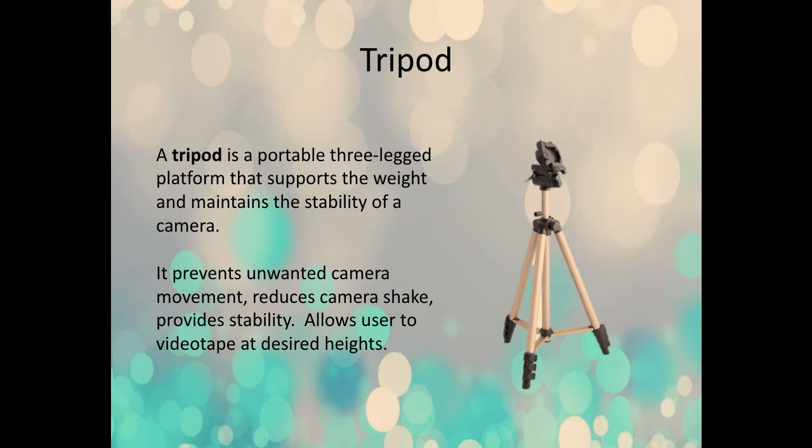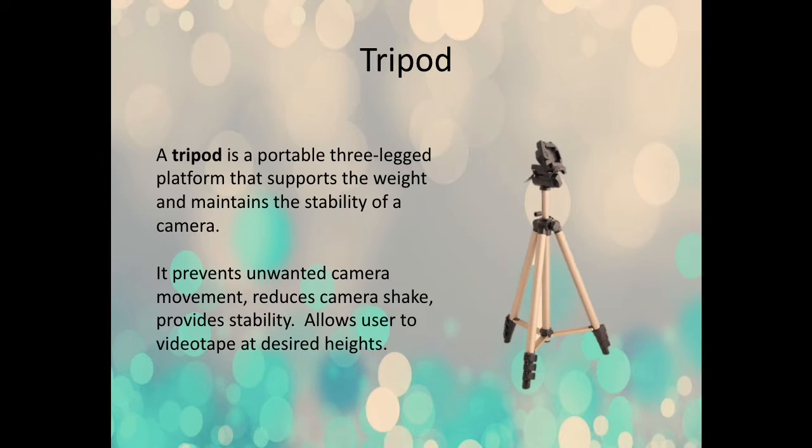But basically, a tripod is a portable three legged platform that supports the weight and maintains the stability of a camera. And that's really important. It's maintaining the stability of the camera. If you are just holding the camera, you're going to get shaky video. It's very hard to hold a video camera for an extended length of time without getting tired arms and you're going to start shaking. So a tripod will prevent unwanted camera movement, it will reduce camera shake, and it will provide stability.